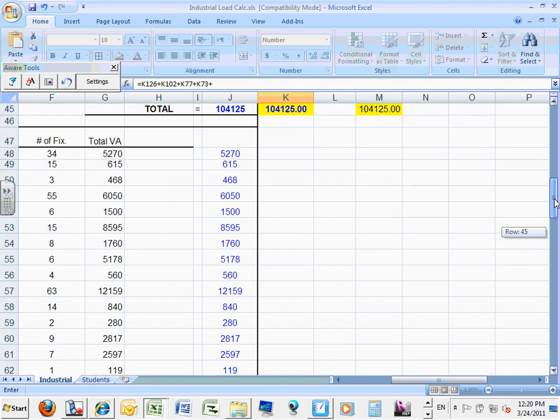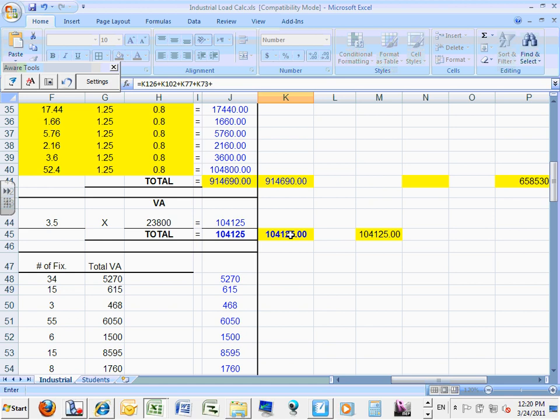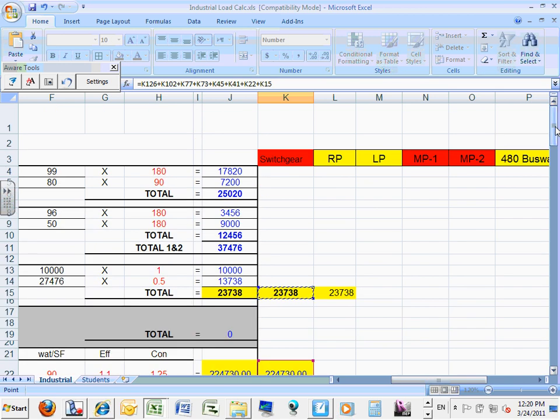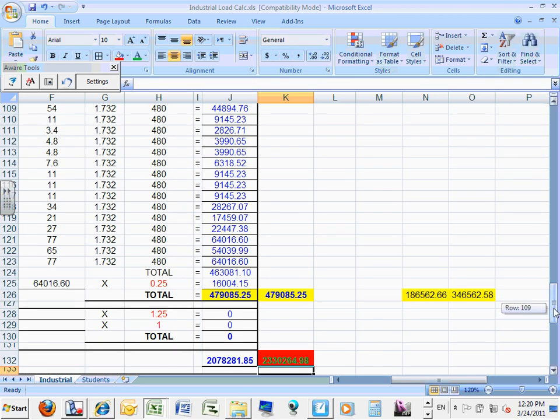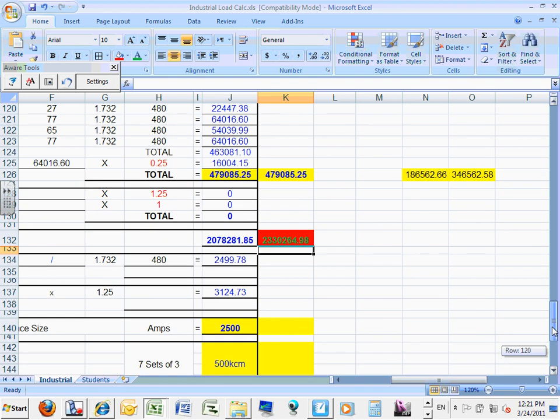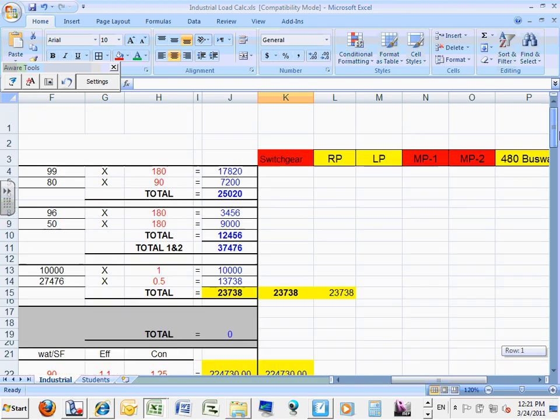Or you can do the, what's the word? Sum. There you go. Mr. Webb, did I butcher sum? Enter. So you basically, you guys know how to add all these volt amps. Start at the top for me. There you go.